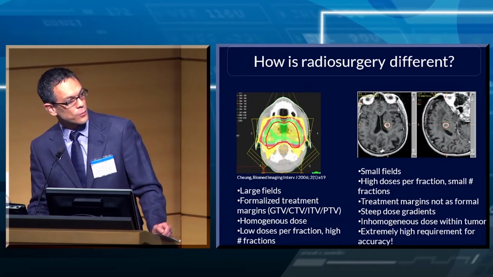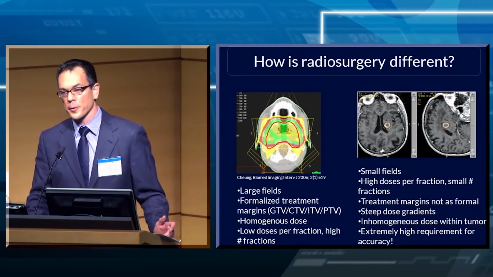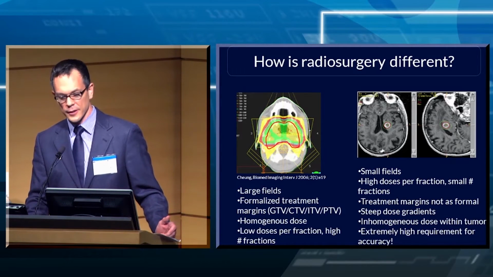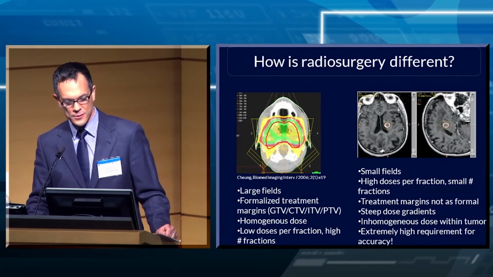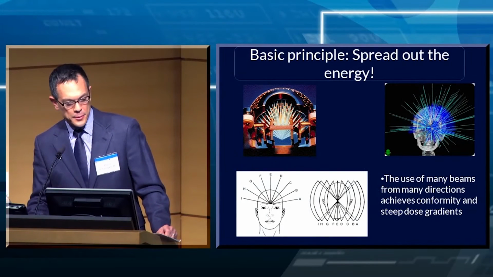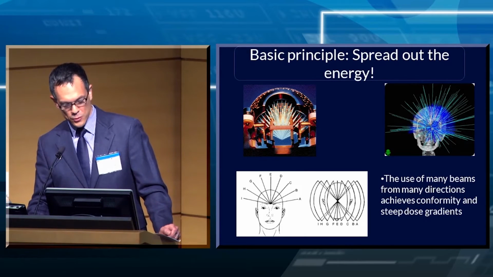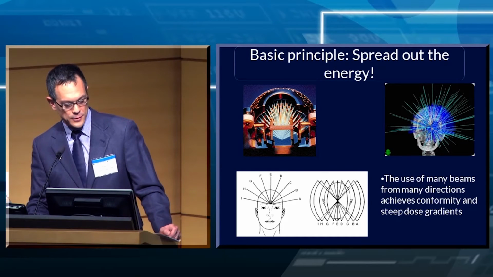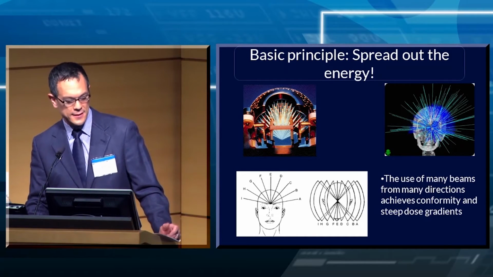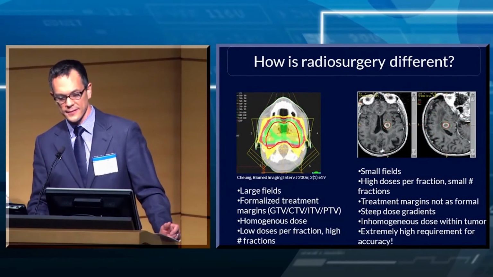Because of this, the requirement for precision and accuracy is a lot higher, because if the dose falloff here is upwards of 20% per millimeter and you're off target by a millimeter, then you're going to misdose the periphery of the tumor by up to 20%. So it's a big deal for radiosurgery. One of the basic principles of radiosurgery is to spread out the energy. Whether you're using Gamma Knife, which uses a lot of beams, or CyberKnife, which uses a lot of beams aimed at the target, or you're using multiple arcs if you're doing photons on a LINAC, the basic principle is exactly the same: you're going to spread the energy out as much as you can, and that's how we generate these tight dose gradients.